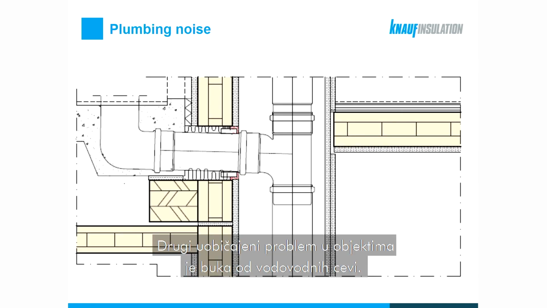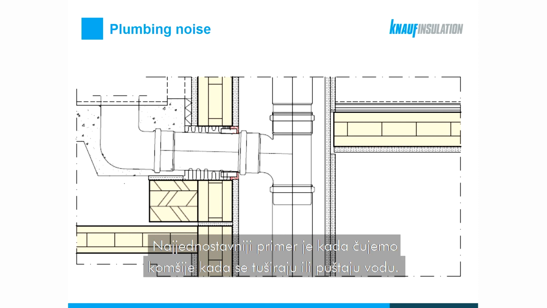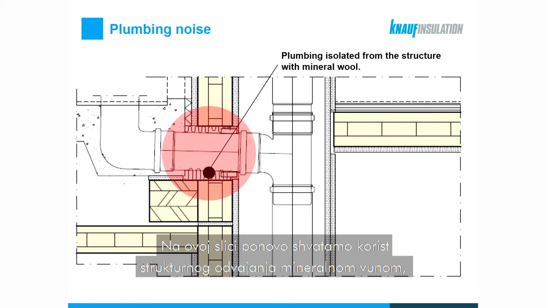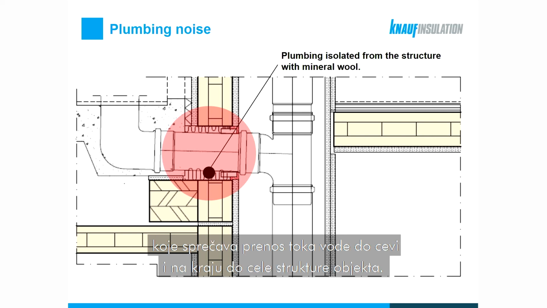Another usual problem with building systems are the plumbing noise issues. And this noise is usually related to the water supply and drainage systems. So the most simple case would involve us hearing the neighbors when they take a shower or flush the toilet. So in this illustration, we can realize the benefit of a structural decoupling with mineral wool, which is actually preventing the water flow from being transmitted to the pipe and from the pipe to the entire building structure, in case we had a rigid fixation, if this mineral wool strip was missing. So plumbing sound, in that case, could easily travel up and down the building, even through several floors.